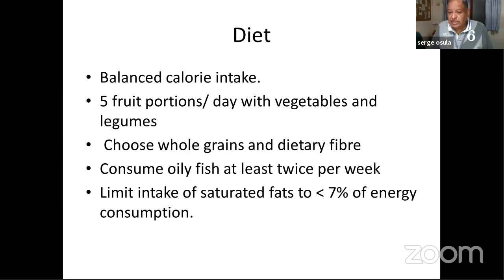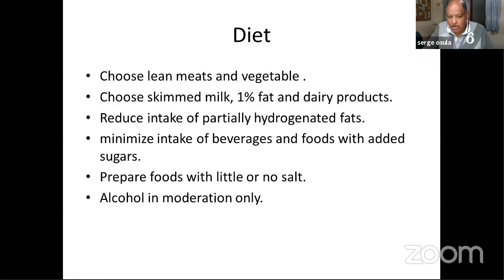Preferably whole grains and high fiber diets. And if we can consume oily fish about twice a week, okay, about twice a week. And of course, we limit our saturated fats to less than about 7% of the energy that we consume. We choose lean meats, okay, white meat better than red meat, and vegetables as described, skimmed milk, minimize the intake of sugary drinks, and reduce the amount of salt that we eat.